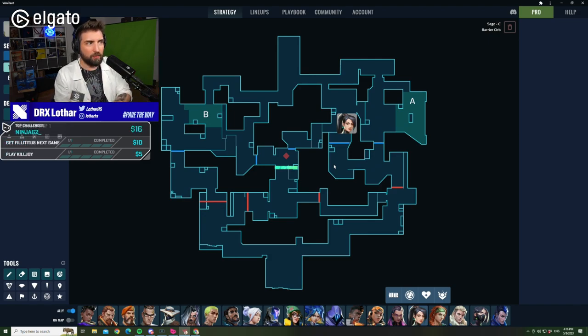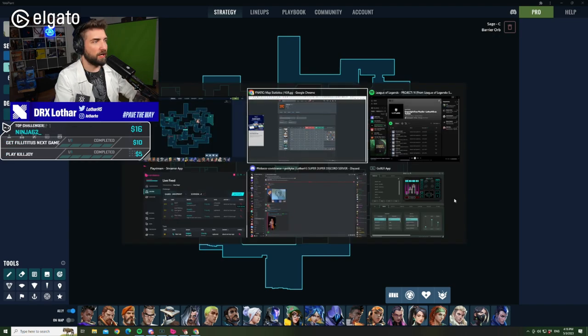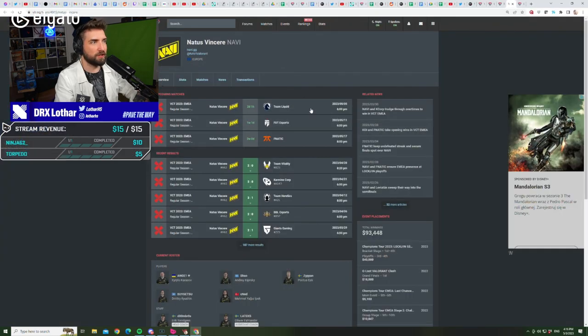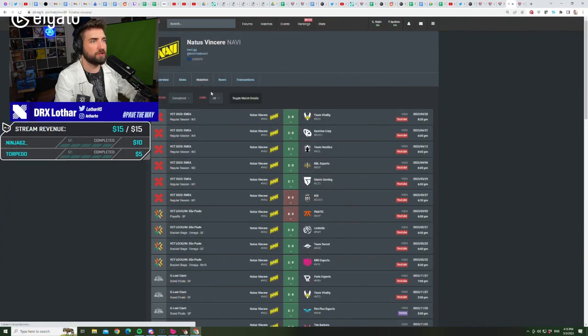But at the same time, it only works if there's a very fast execute towards B or A, and you're able to play off that. Now, if your opponents are controlling the space, destroying your wall, then you're meaningless, right? So let's go back to the compositions. Now let's check NAVI. NAVI matches, no, stats.